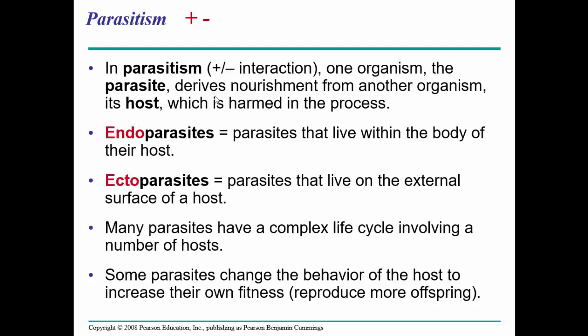So let's see. The first is parasitism. Parasitism is an interaction where one individual gets a benefit and the other gets a disadvantage. There are two types of parasitism we know. The first is endoparasite, and the second one is ectoparasite. What makes them different is the position. If the parasite lives inside the host, we call it endo, and if the parasite lives outside, we call it ecto.